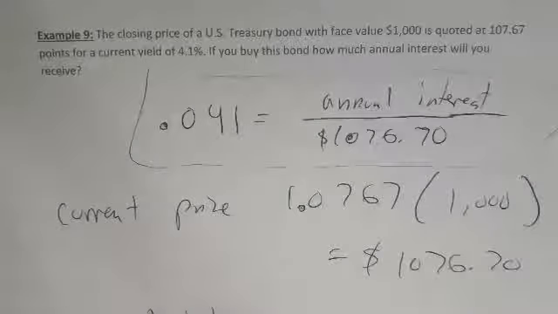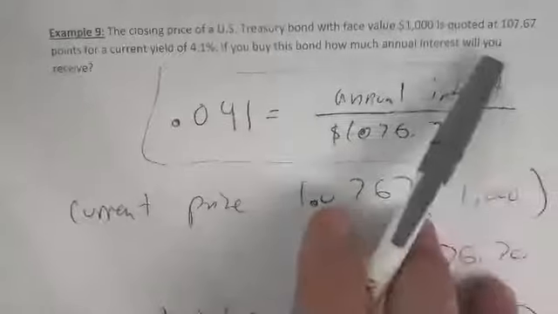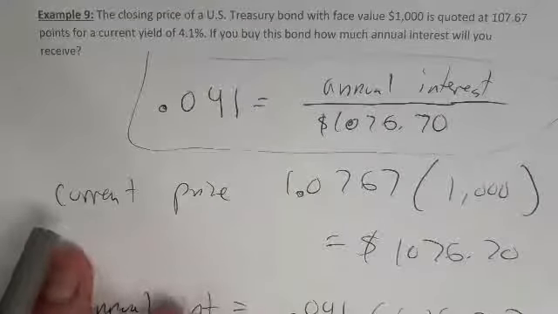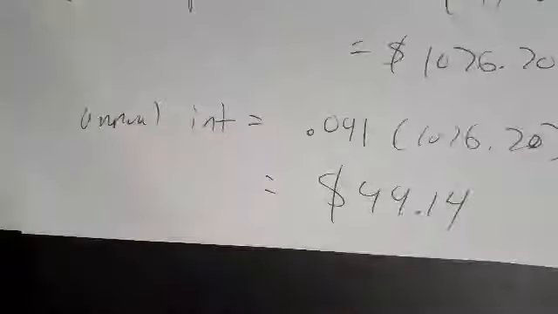So if you're getting a yield of 4.1% on a $1,000 bond, and it's quoted at a different point, you'll receive around $44 per year as a payment for this bond.